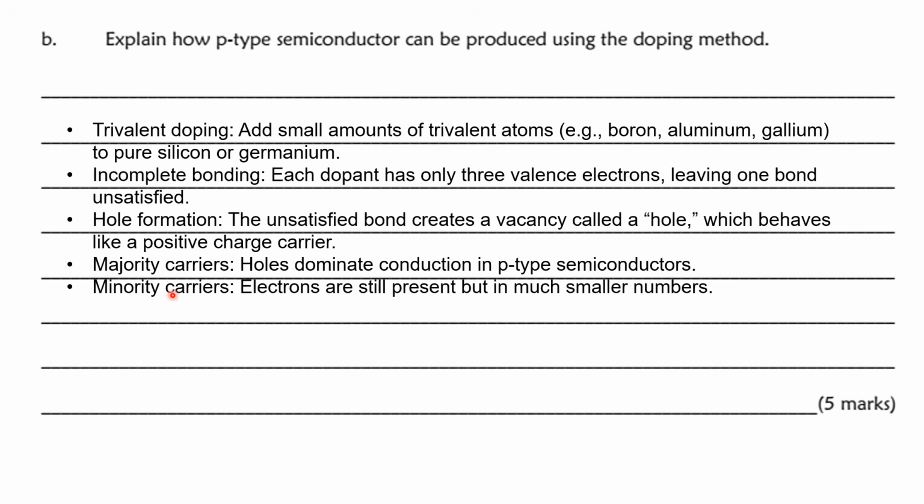The minority carriers, sorry, become the electrons because there are fewer of them. They are still there, but in much smaller numbers. As a result, it is the holes that are accountable for conduction. So this is how we make a semiconductor called a P-type semiconductor using doping. The process of adding these impurities to the pure semiconductor is called the doping method. 5 marks.